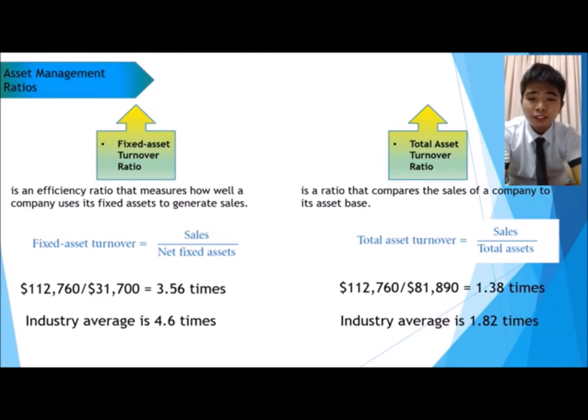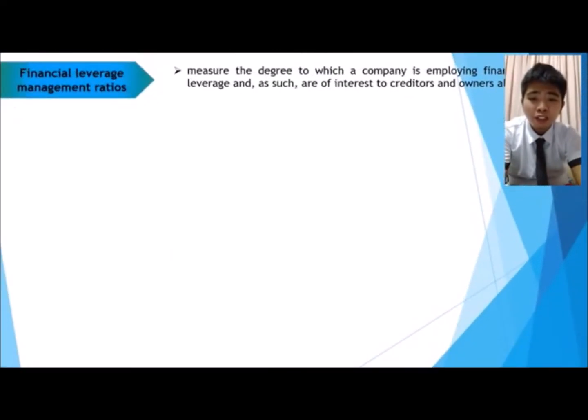Then, finally, we have the financial leverage management ratios. These ratios measure the degree to which a company is employing financial leverage and as such are of interest to creditors and owners alike. So financial leverage management ratios compare the company's total debt obligation to either the assets or equity of the business.